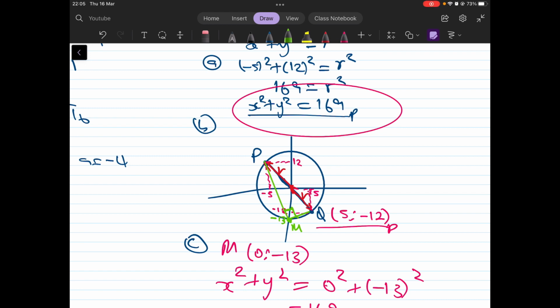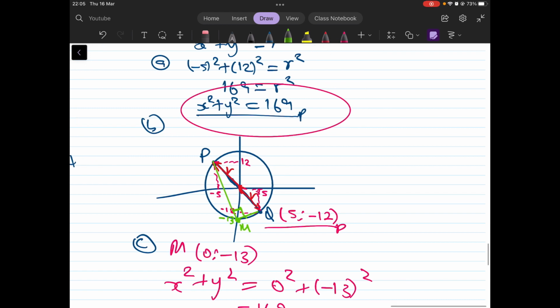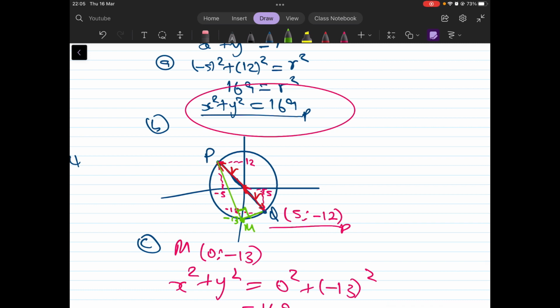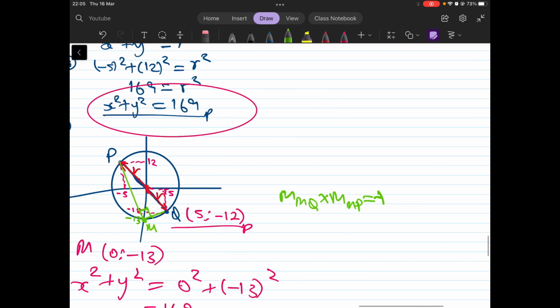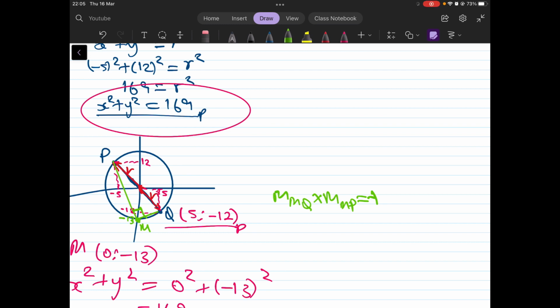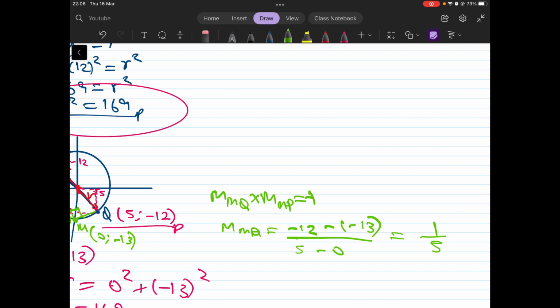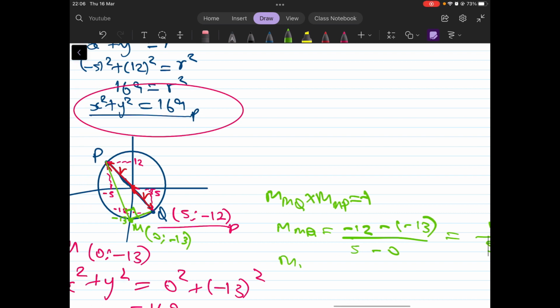Like that. We can do this in two ways at this point. Remember, if that angle is really 90 degrees, that will mean the gradient of MQ times the gradient of MP is -1. And we have the coordinates of M, P and Q, so we can get their gradients. So let's get the gradient of MQ first. Remember, this is 0 and -13. What would that be? That would be -12 minus -13, divided by 5 minus 0. That should give you 1/5.